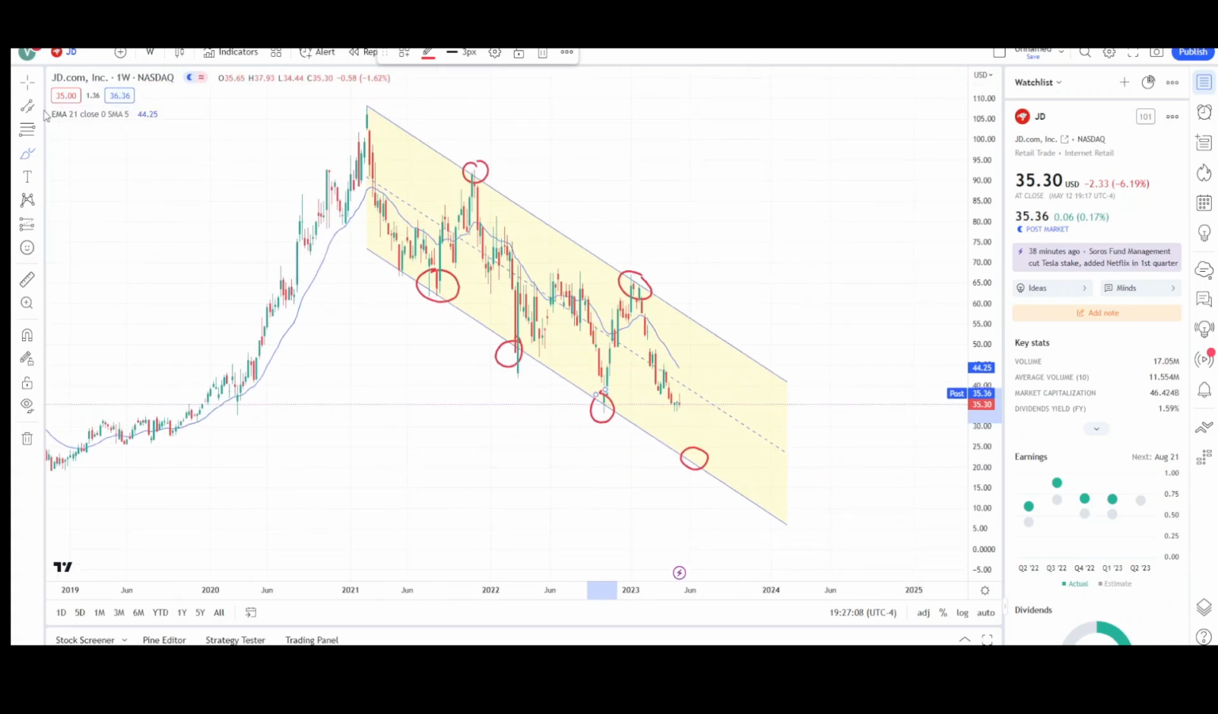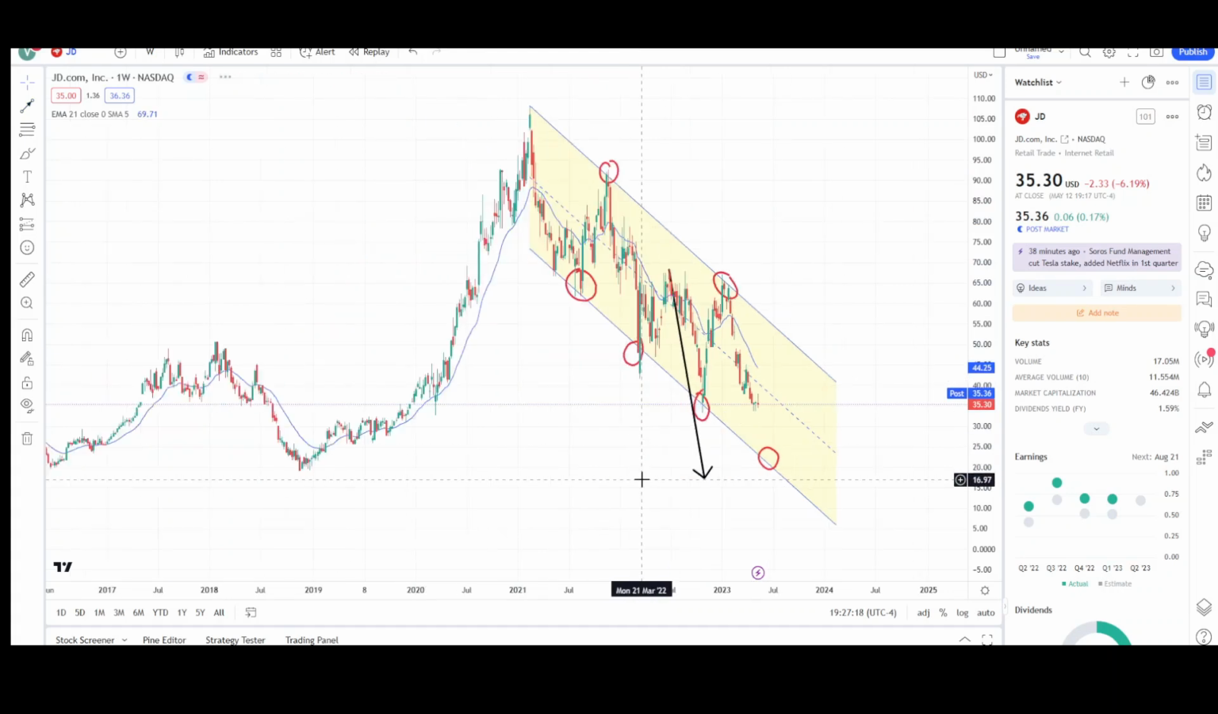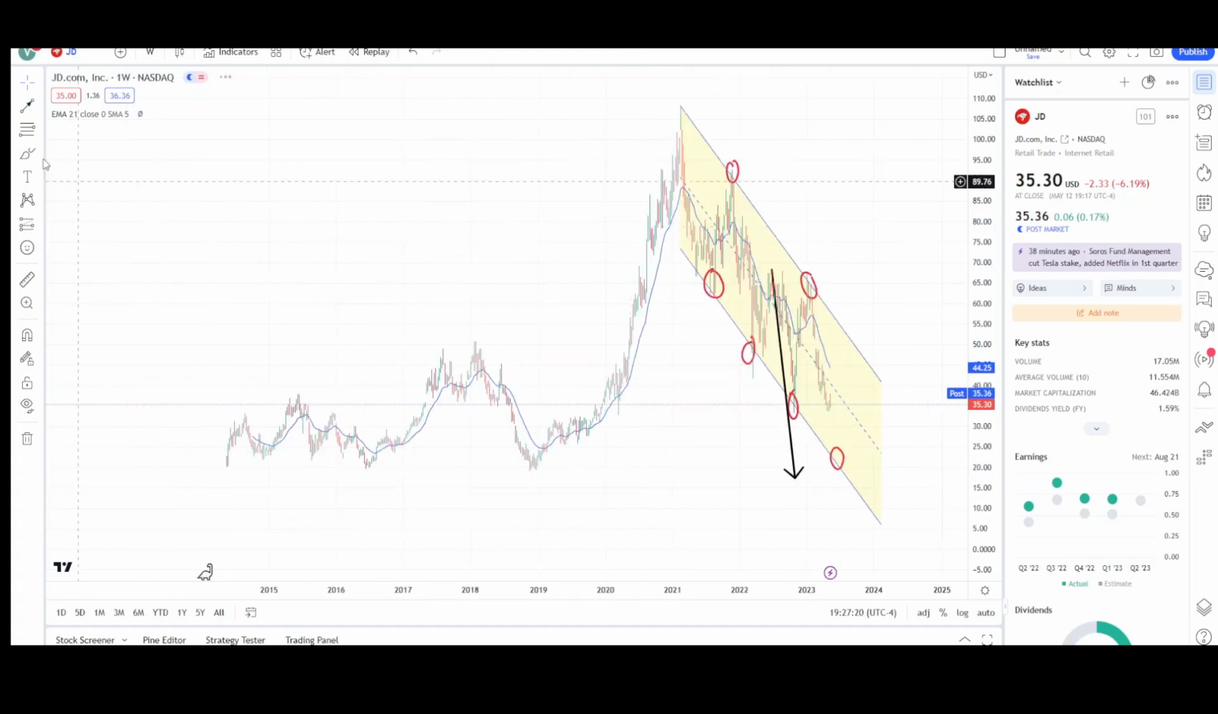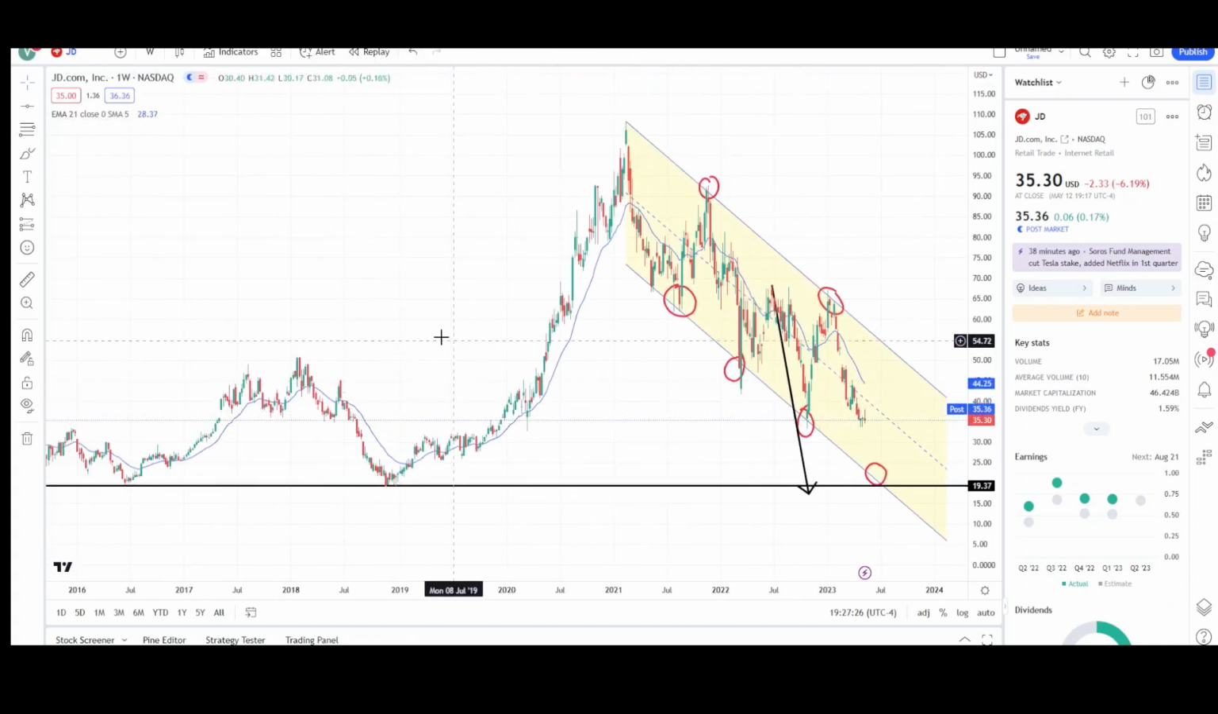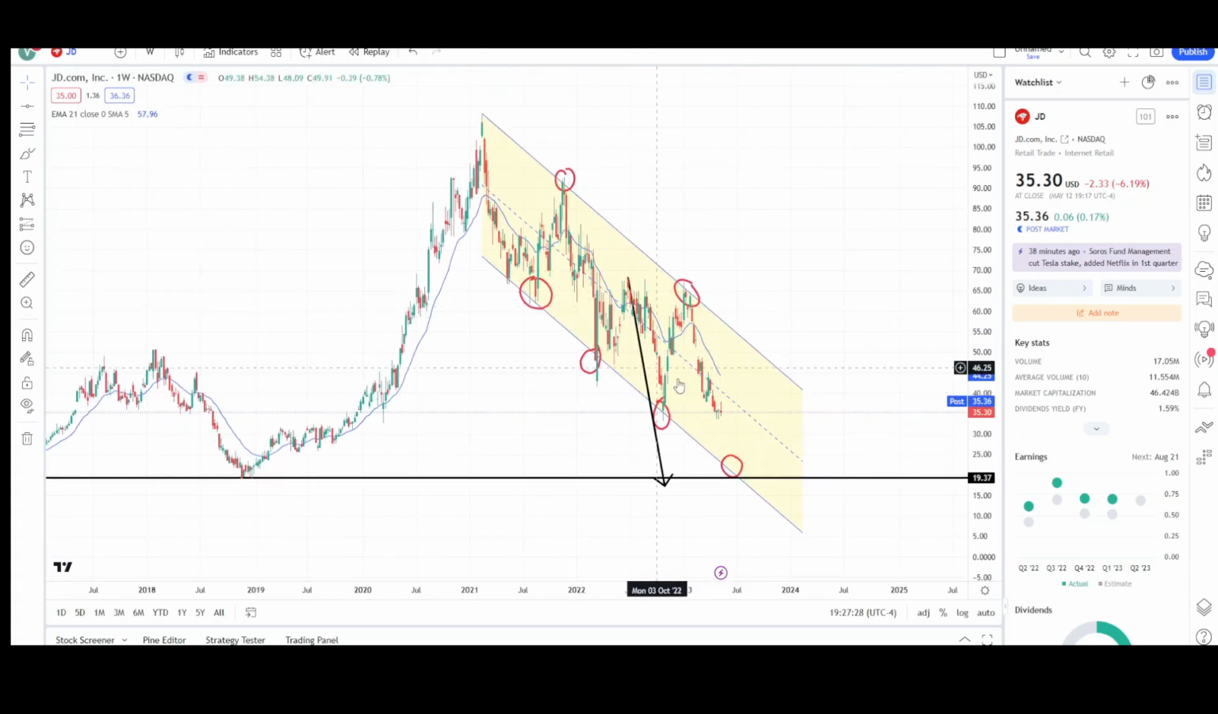And let's just say there was this smaller downtrend play. Well, still there was one leg down right over here. This is the second leg down, and it's targeting the $17 level. So it's basically targeting the all-time lows for JD. So there might be a retest of that in the future because this downtrend looks to be in play.